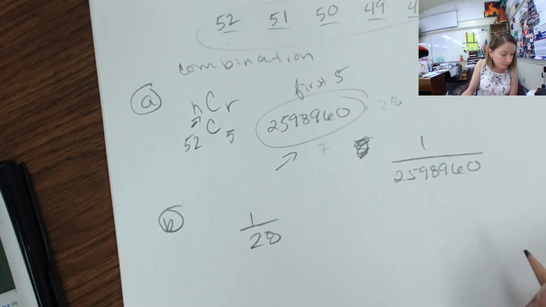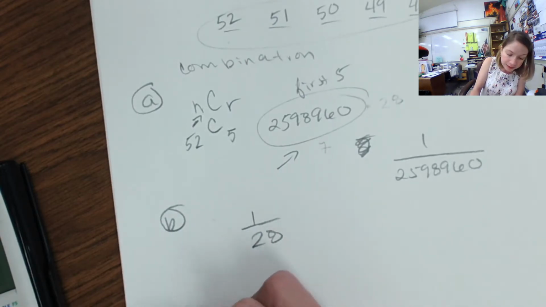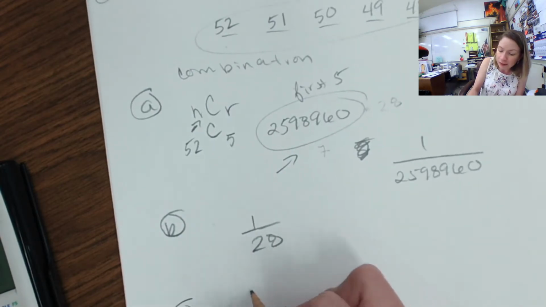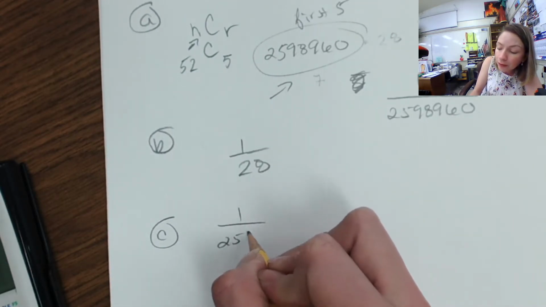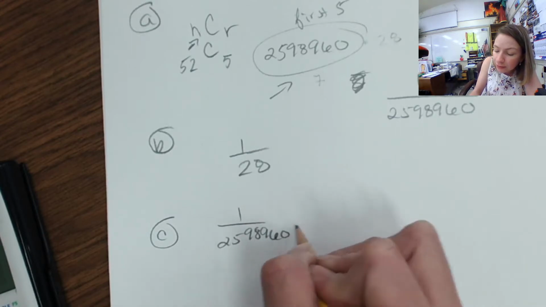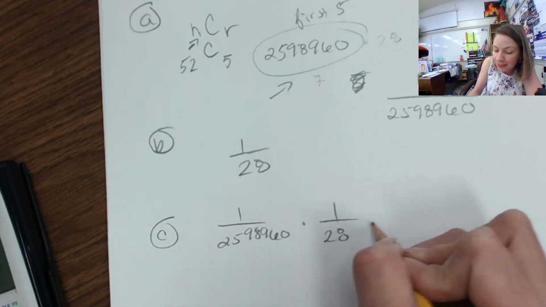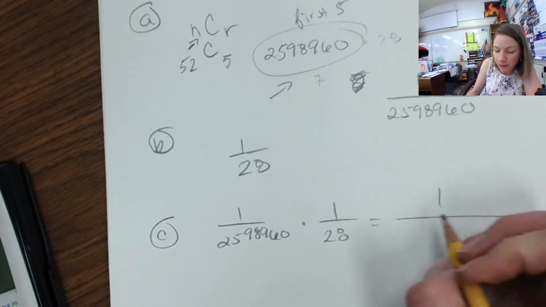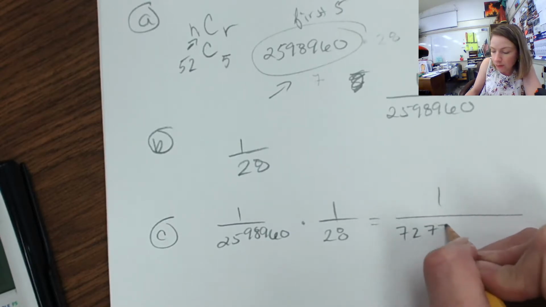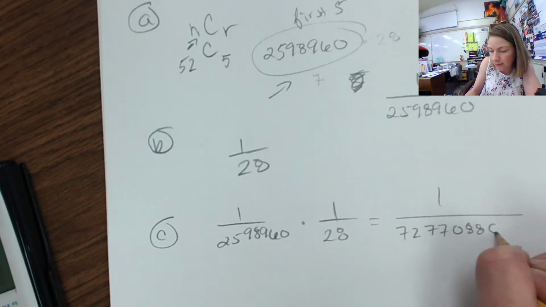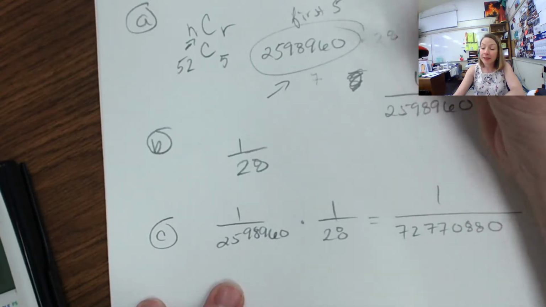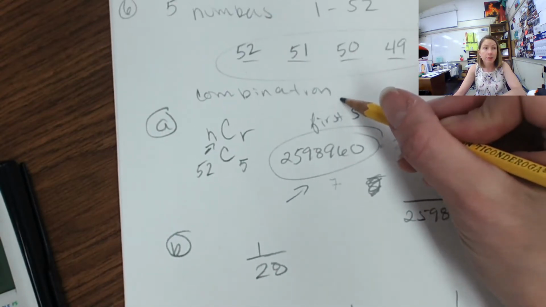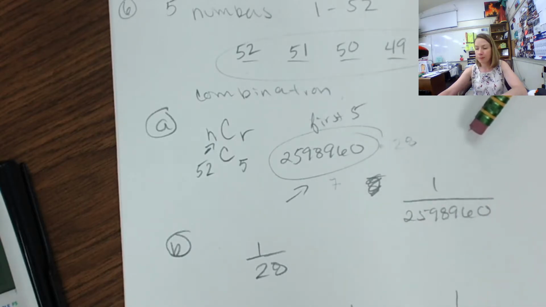That one's pretty easy. And then part C, that's the one that I was skipping to, is the probability of getting it all right. So that's going to be 1 over 2,598,960 times 1 over 28. And that ends up being 1 over 72,770,880. Okay? So these ones, that's where you're looking at those permutations or combinations in this case, because remember, it's a combination. Order doesn't matter. Okay?